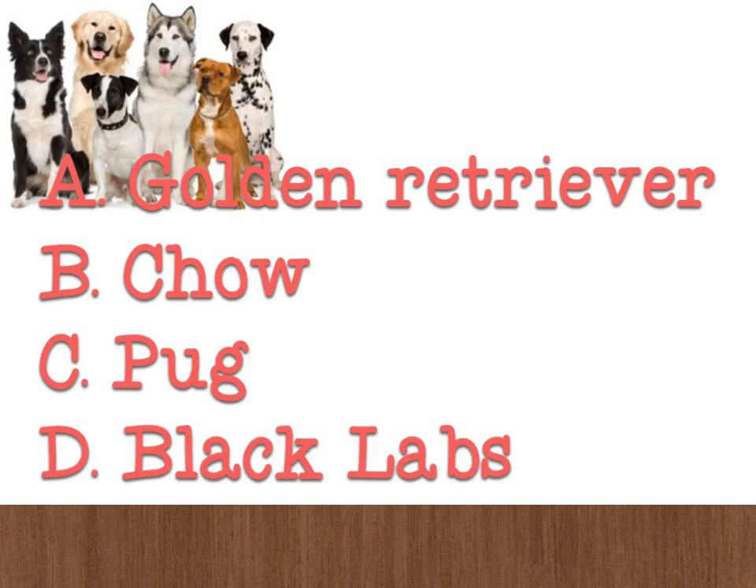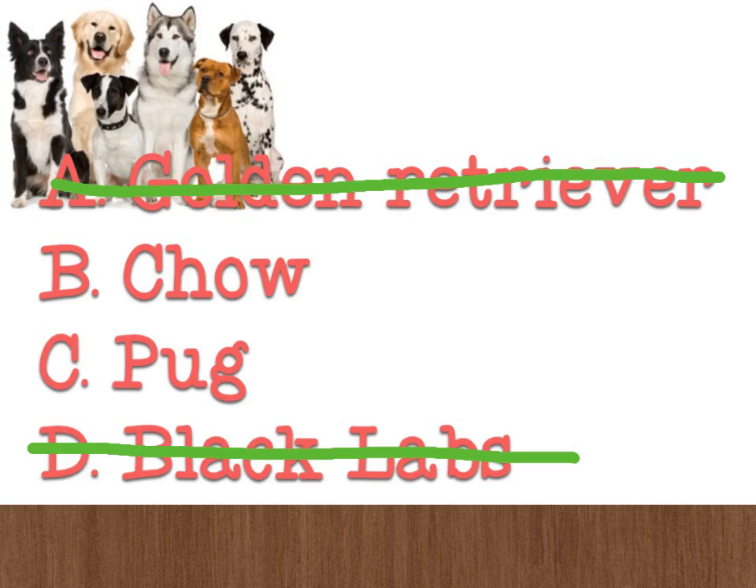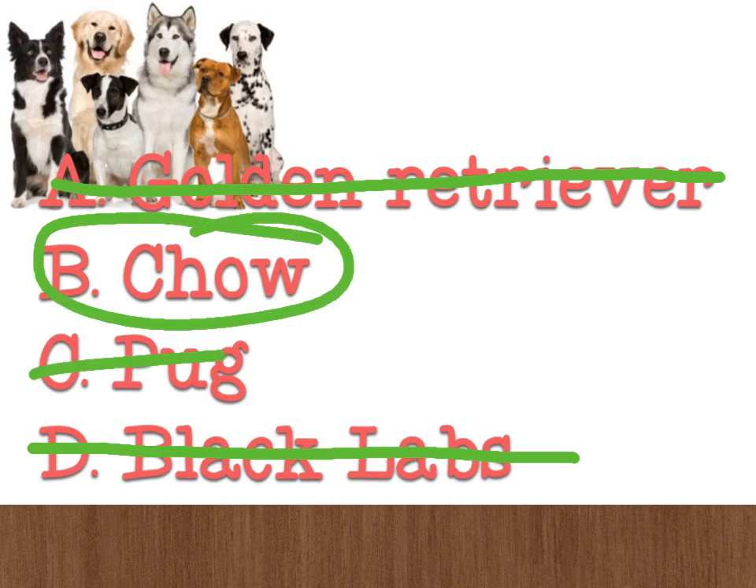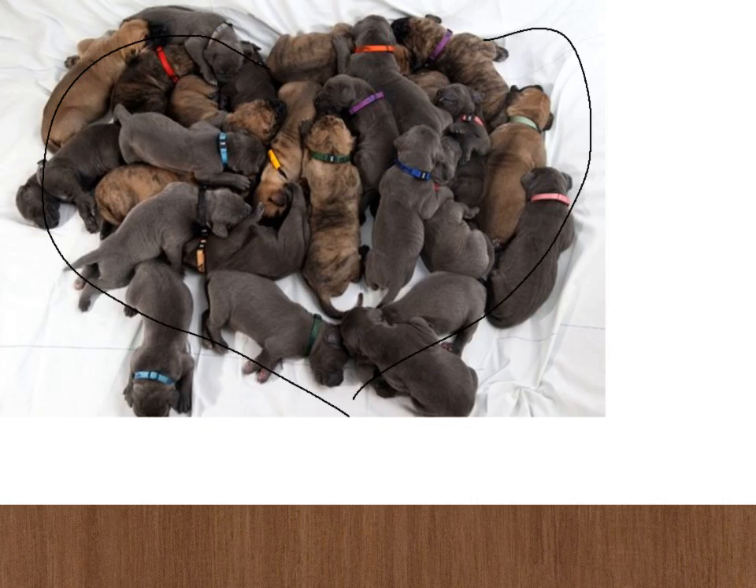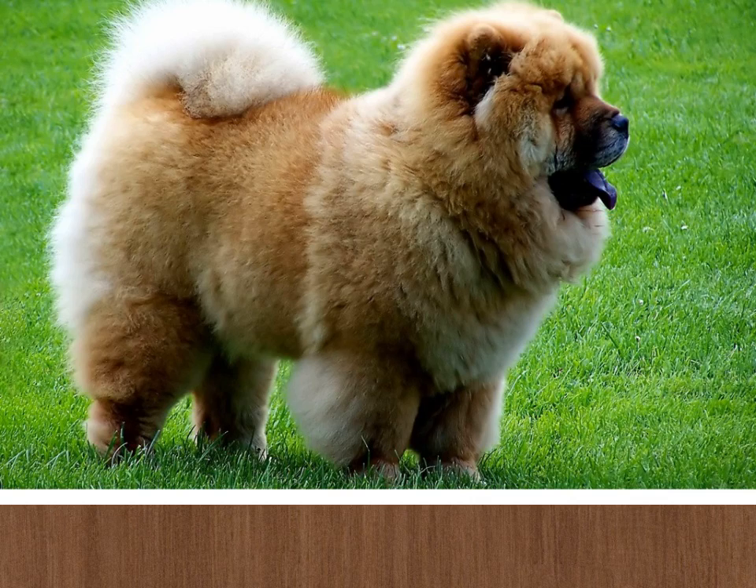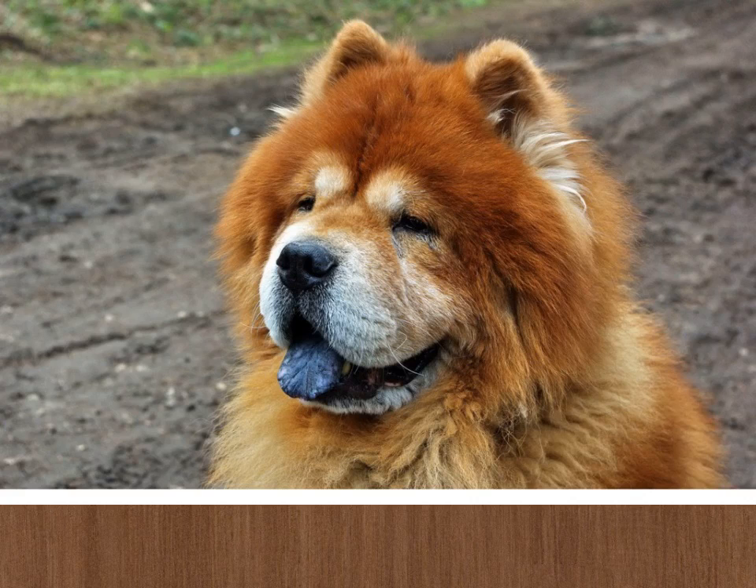I'll tell you, it's not A. And on purpose I put black labs, thinking you might think black labs with the word black. It's not black labs. The answer is chows. They have black tongues. There's a picture. Don't they look so cuddly? They're all furry and big. And look, black tongue. I wonder if you jumped on one, would you just bounce right off because they're so full of fur? They're cute.